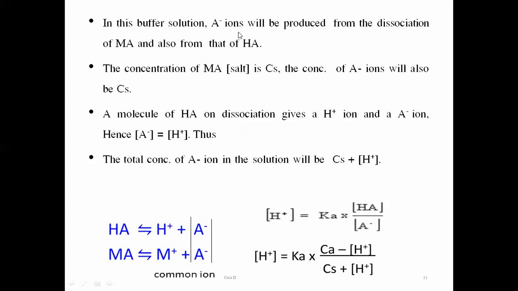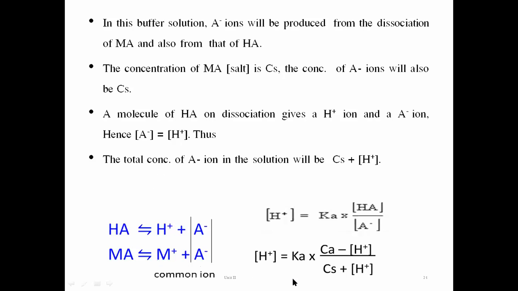In this buffer solution, A- ions will be produced from the dissociation of MA and also from HA. The concentration of MA, that is the salt, is Cs, so the concentration of A- ion will also be Cs. A molecule of HA on dissociation gives an H+ ion and an A- ion, so basically A- is equal to H+ ion. Thus the total concentration of A- ion in the equation is Cs plus H+ ions.